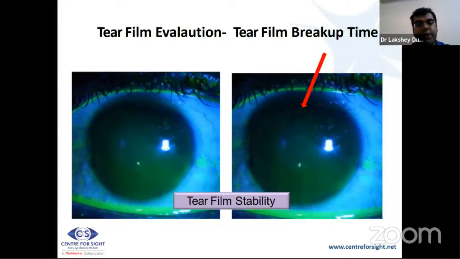Next is tear breakup time. You put a drop of stain and then you ask the patient to close his eyes and blink if he wants to, and then open and not to blink. You observe for the first island of tear breakup appearing. If the time taken is less than 10 seconds, it is abnormal. It suggests abnormal tear quality.